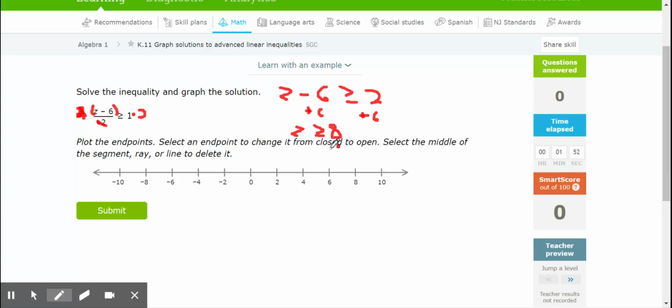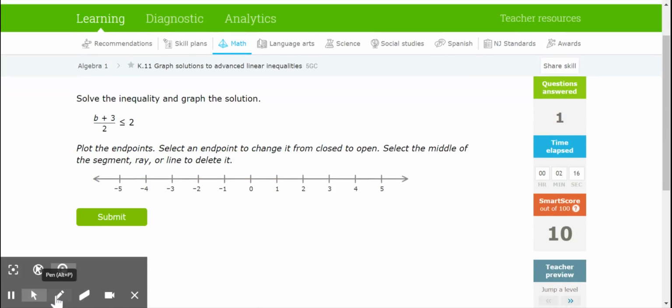I apologize. This is the neatest I can write on this software program. Okay, so z is greater than or equal to 8. 8 is going to be the boundary. I want to include that point, plus I want all values greater than that. So I'll drag out to the end of the graph towards infinity.